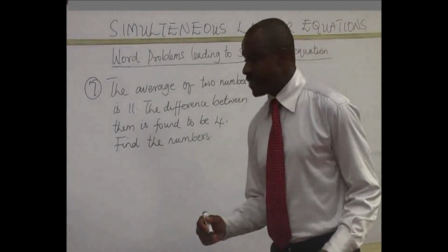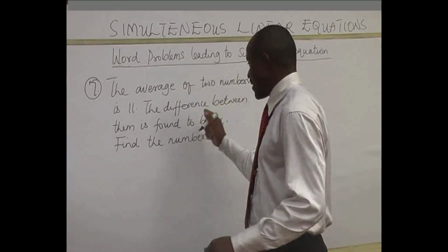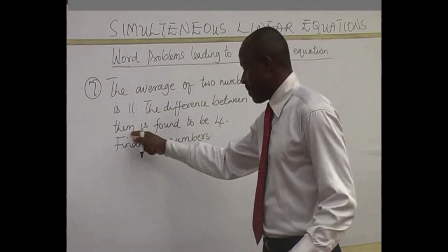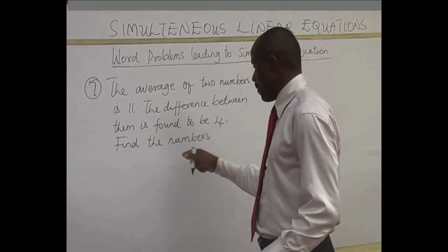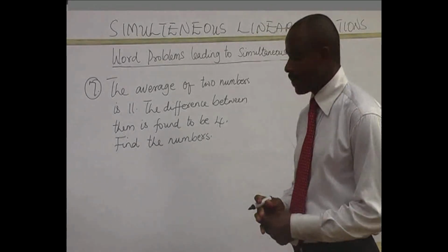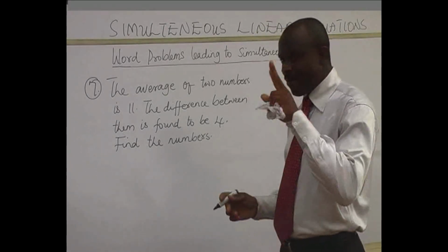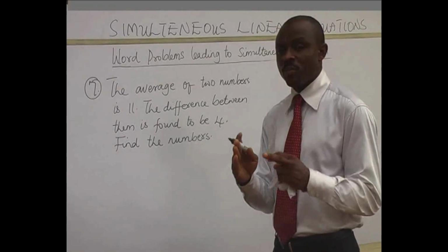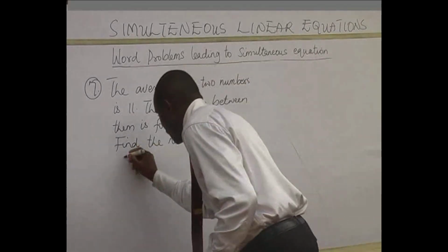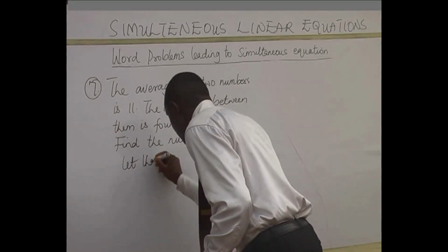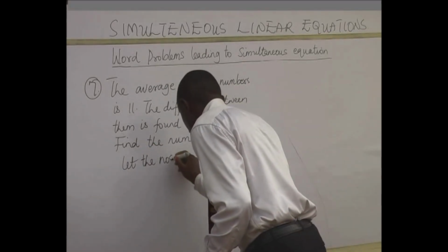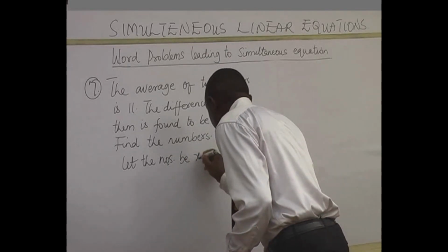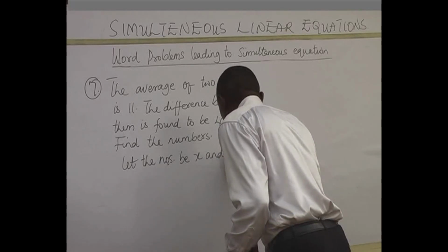Question number 7 says that the average of two numbers is 11. Then the difference between them is found to be 4. That we should find the numbers. Average of two numbers, and we don't know the two numbers. So let's use letters to represent the two numbers. Let the numbers be x and y.